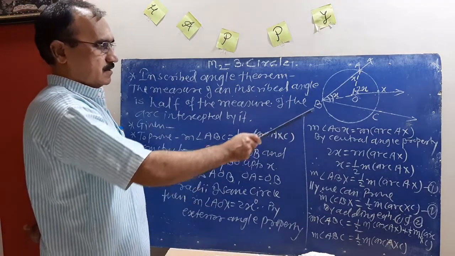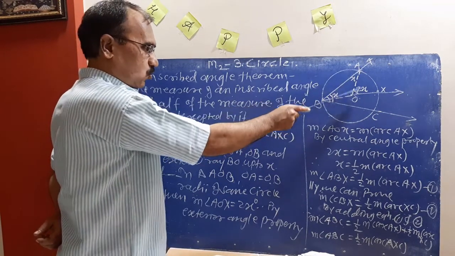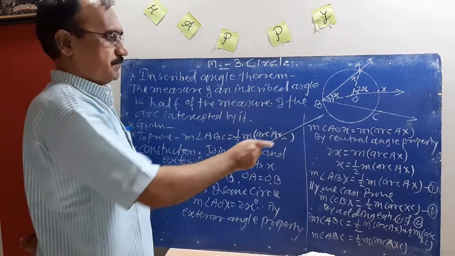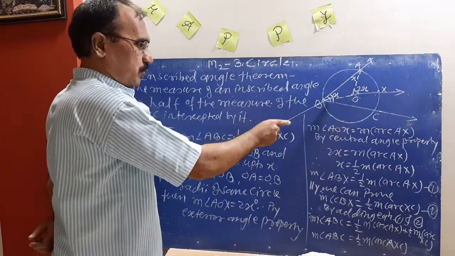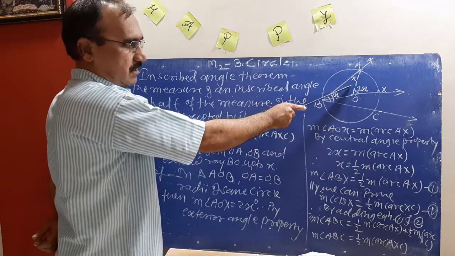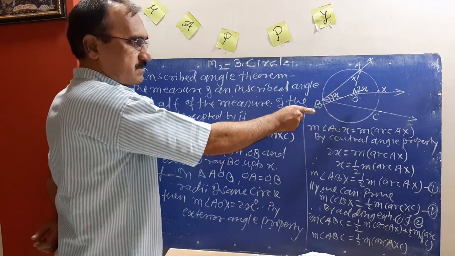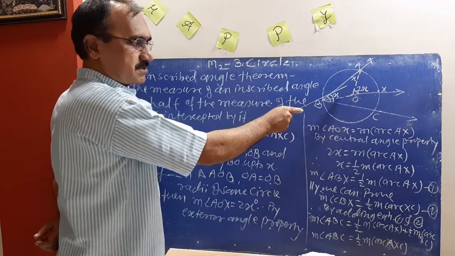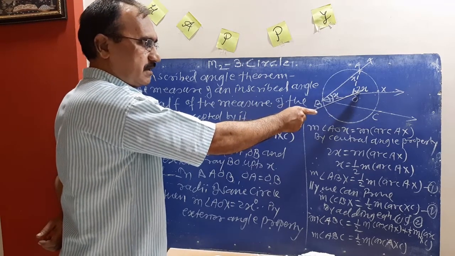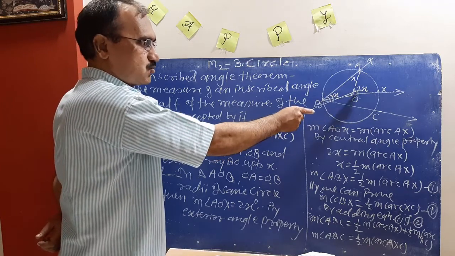First, for the construction, join OA and OB. Look again at this theorem: OA and OB, and extend BO. Then this is an isosceles triangle, so the base angles of this triangle are the same. Then consider this angle, which is the exterior angle of this triangle, and the measure of an exterior angle is equal to the sum of the remote interior angles, which means this is 2x.